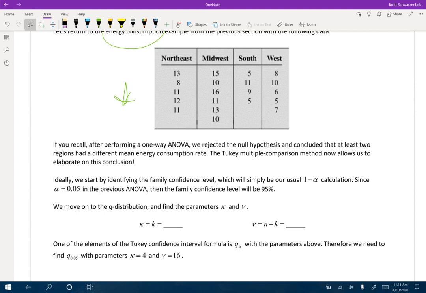Is it northeast and midwest that causes it to blow up? Is it midwest and west that causes it to blow up? We don't know. But that's what we're going to find. So let's go through the process.